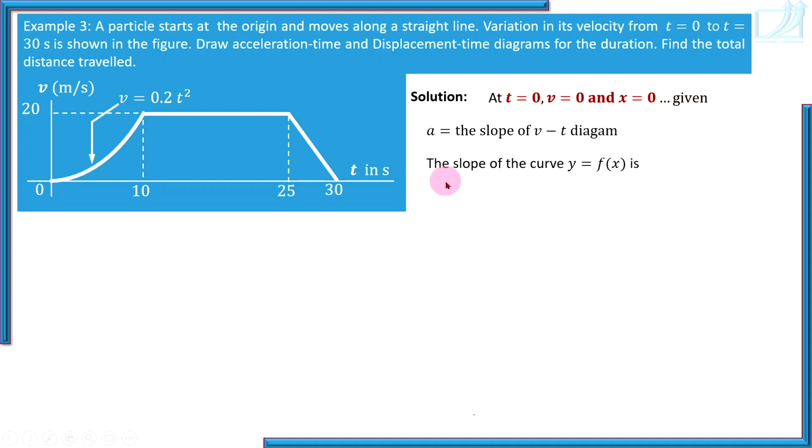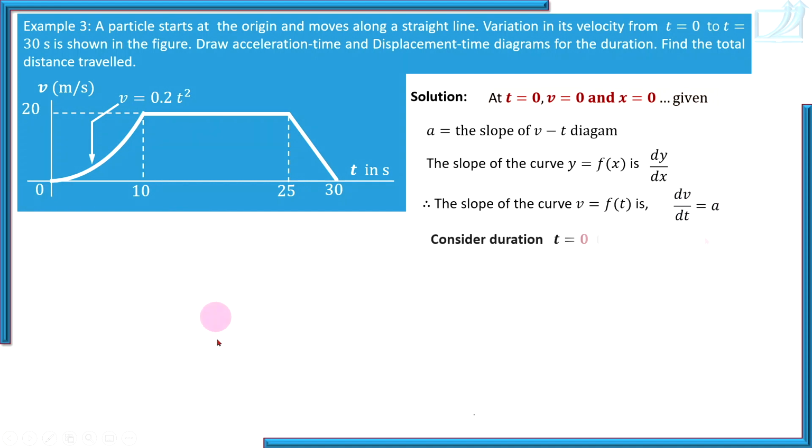Now this is what you know, the slope of curve y is equal to f of x is dy by dx. Similarly, the slope of curve v is equal to f of t, nothing but vt curve, is dv by dt, and that is acceleration. Okay, so consider duration 0 to 10 seconds. V is equal to f of t. In this case, v is 0.2 t squared meters per second. So acceleration is 0.4 t meters per second square.